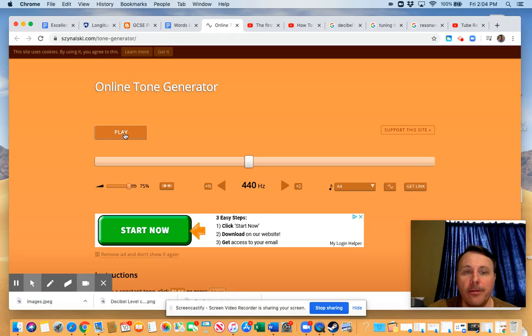Online tone generator. Ready? If you have your sound turned up, you might want to turn it down because this is annoying. So that is a 440 hertz tone. You may recognize that sound because that's our bell, right? Our bell plays at 440 hertz.